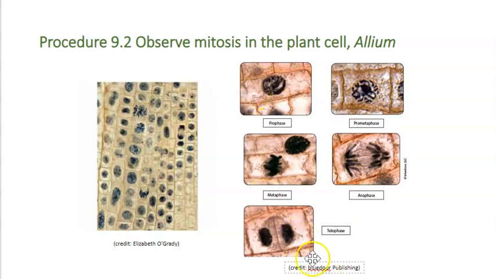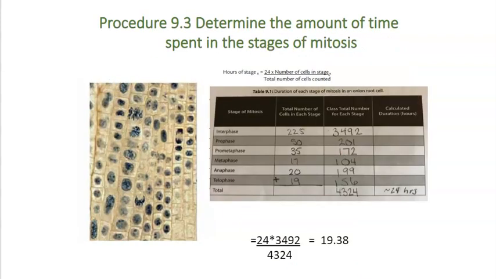We want you to be able to say, oh yeah, that's telophase, I can see the two little nuclei. Oh, that's anaphase, I can see that the chromosomes have been separated. Here's metaphase, the chromosomes lying on the metaphase plate. This is just a staining artifact, at least that's what I think it is, so please don't become distracted by that. So again, procedure 9.2 gives students an opportunity to familiarize yourself with the different stages of mitosis as they're represented in plant cells.